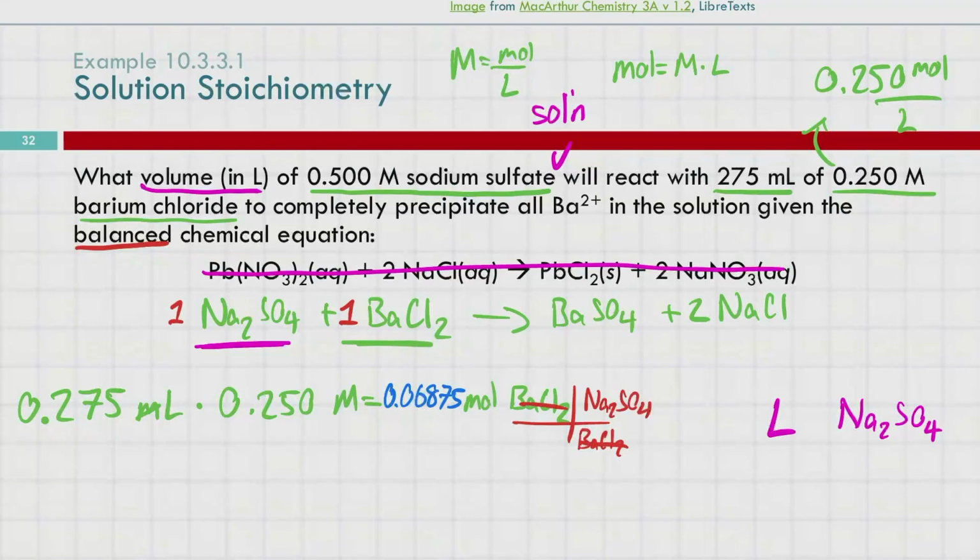So now instead of moles of BaCl2, we've got moles of Na2SO4. It's not as important to get the right answer when we've got a 1-to-1 ratio that we do this. We will often not have a 1-to-1 ratio, and so then it becomes extremely important that we remember to do the stoichiometry step. You can't get the right answer if you don't include the stoichiometry.